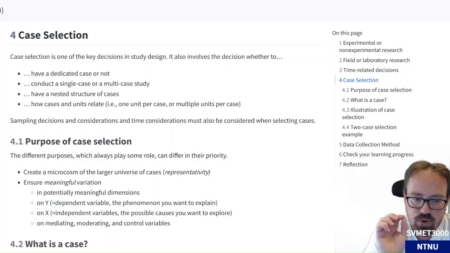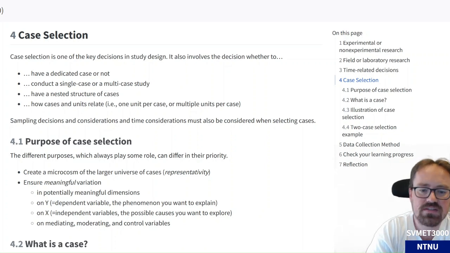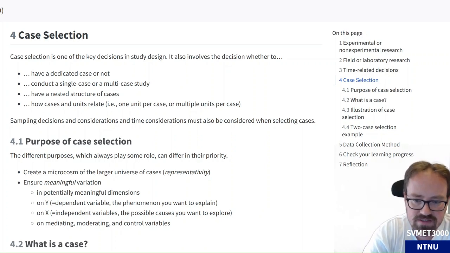So what are the purposes of case selection? That is a very important question to ask yourself. What do you want to achieve with selection of a case? There are two main purposes of case selection that can differ in their priority.